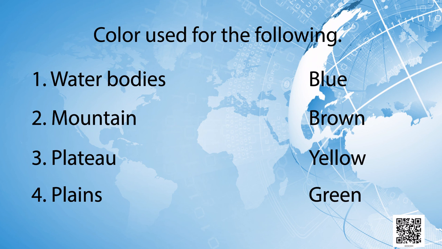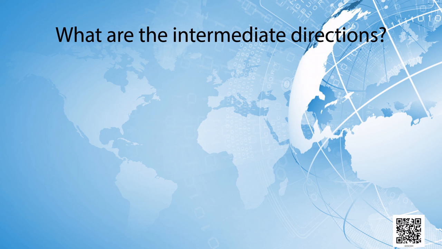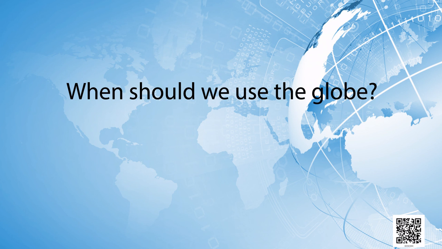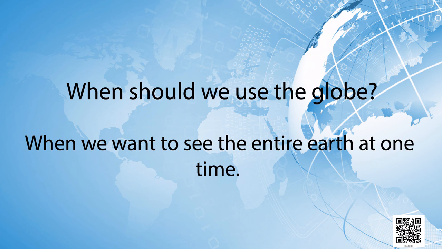Very good students. Students, what are the intermediate directions? Answer is northeast, southeast, southwest, northwest. So students, when should we use a globe? Answer is when we want to see the entire earth at one time.